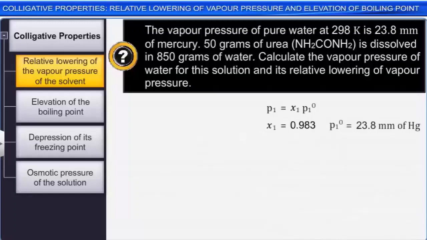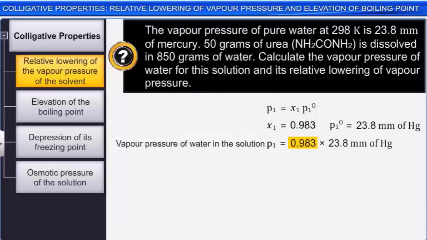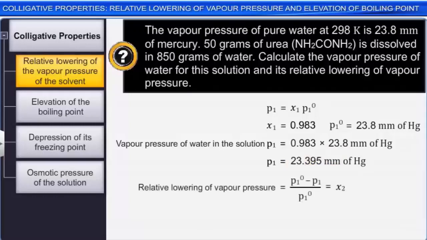Substituting this value of X1 in the expression, we get the vapor pressure of water for this solution, P1, is equal to 0.983 multiplied by 23.8, which is equal to 23.395 mm. Relative lowering can be calculated using the expression derived earlier. Substituting for P1 naught in the expression and on solving, we get the relative lowering in vapor pressure as 0.017, which is the same as the mole fraction of the solute. That is, 1 minus 0.983 is equal to 0.017.